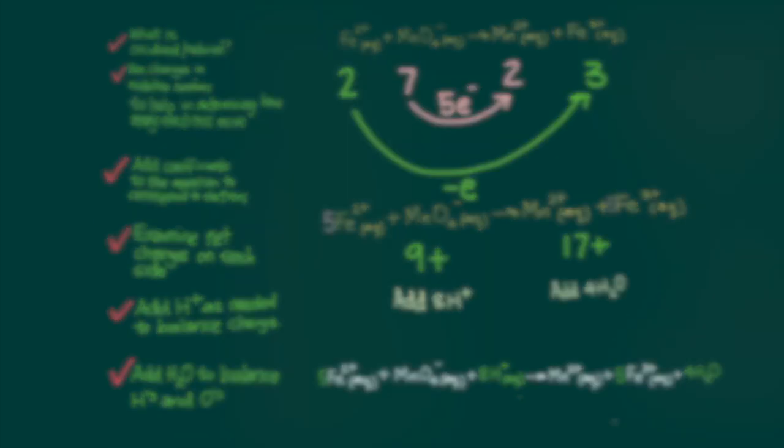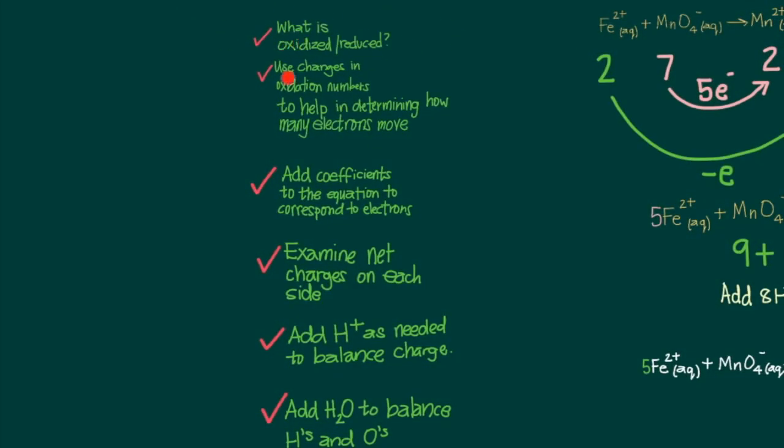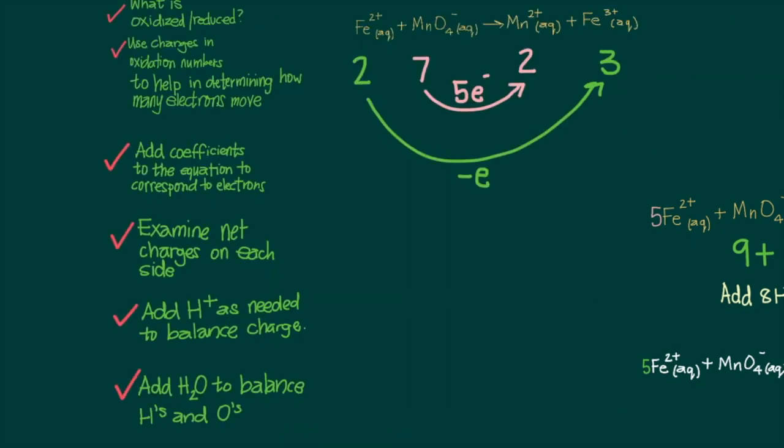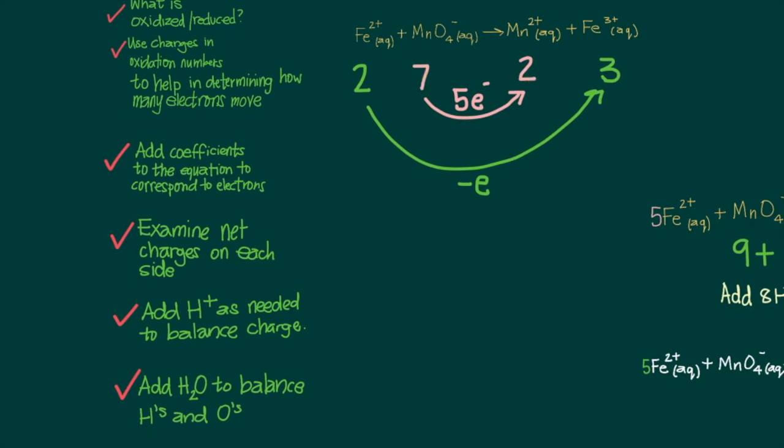Let's review some of these steps. First, we considered what is oxidized and what is reduced. Then we used the changes in these oxidation numbers to help in determining how many electrons are going to move. And then we used that to add coefficients to the equation to correspond to the number of electrons. Here, we determined an oxidation number change from 2 to 3, which means loss of an electron. Oxidation is loss. Here, a change from 7 to 2, which means a gain of 5 electrons.